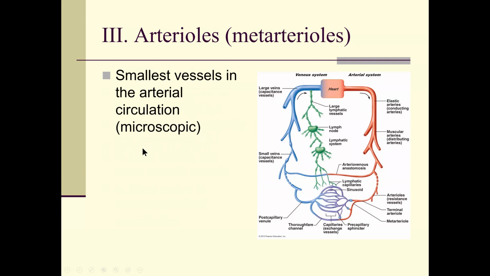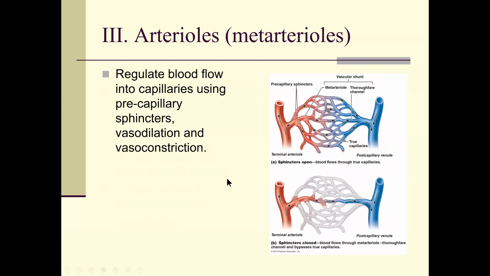These are the smallest blood vessels in the arterial circulation. Obviously, you can't see these; they're microscopic. These are the ones that decide whether you're going to perfuse the capillary bed or not. They're also the ones that turn into capillaries at the venous arterial junction. This is where the perfusion occurs. They regulate blood flow into the capillaries using the precapillary sphincters, okay?